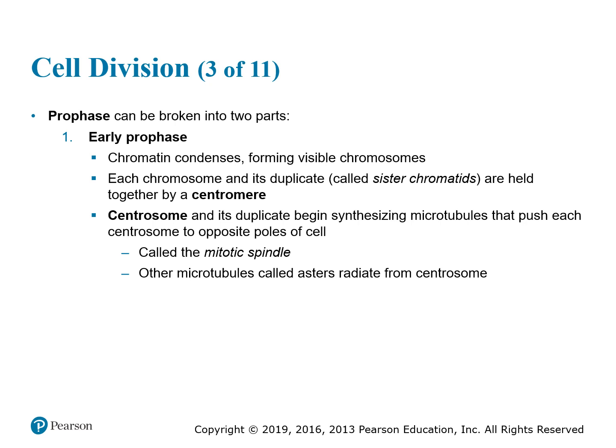So in prophase, we have early prophase where the chromatin condenses and will become visible. Each chromosome has a sister chromosome, a chromatid, and they're held together by a centromere. The centrosome begins synthesizing the microtubules and pushes the centrosomes to the opposite sides of the poles, called the mitotic spindle.